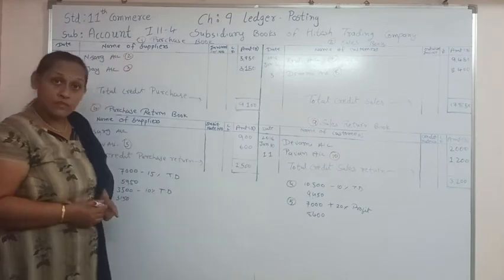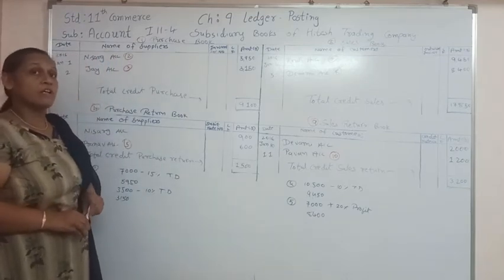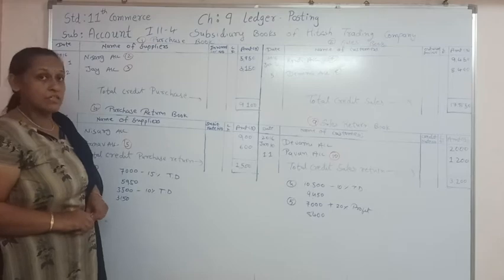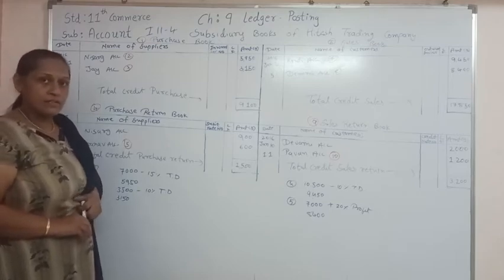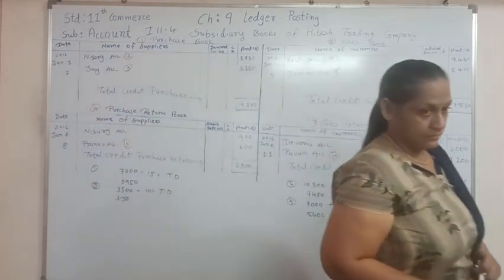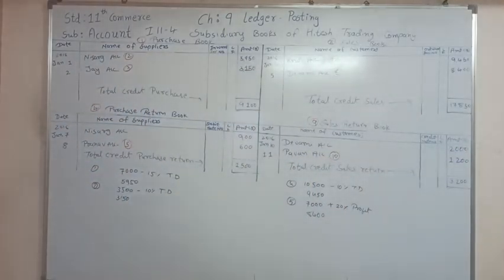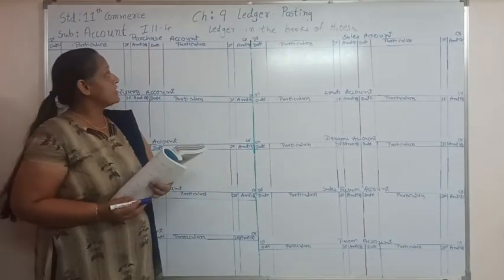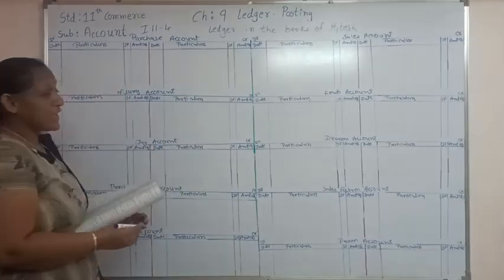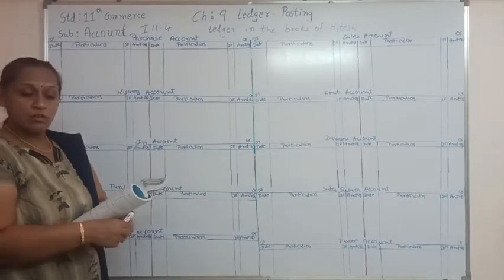So these 10 accounts we are supposed to prepare, and then we are going to make the posting from the subsidiary book. So students, you may note down this. Then we are going to prepare the ledger. So let's make the posting in the ledger in the books of Ketan. Very first, we are going to make the posting of the purchase book.